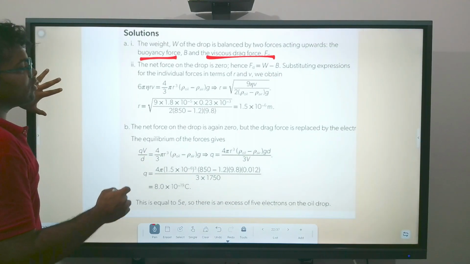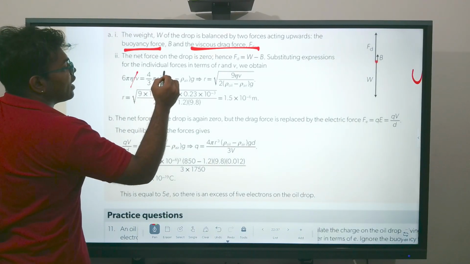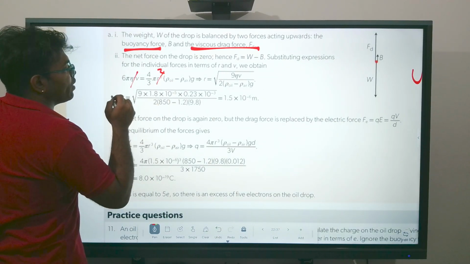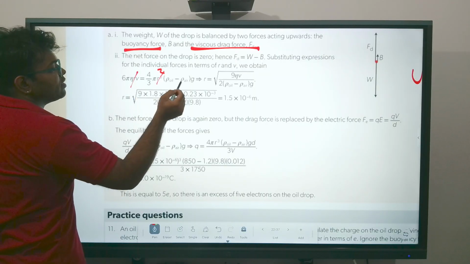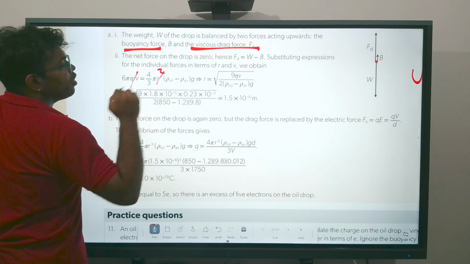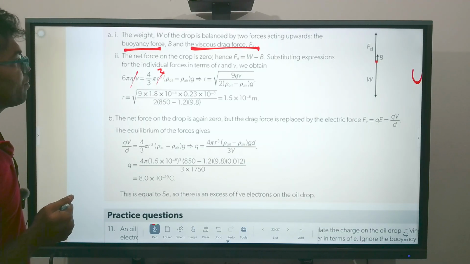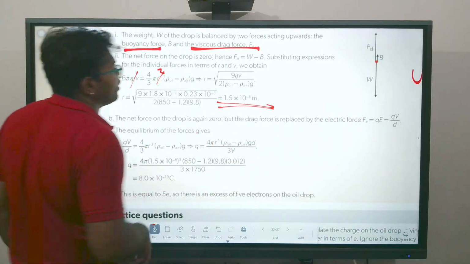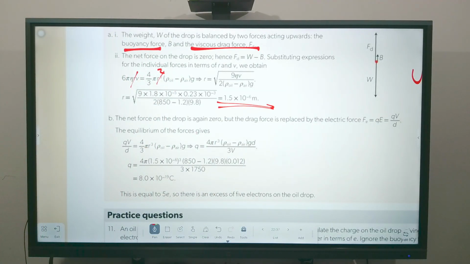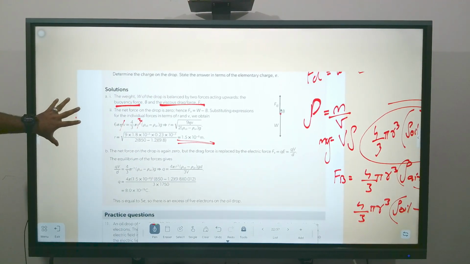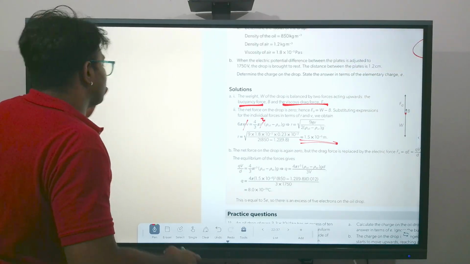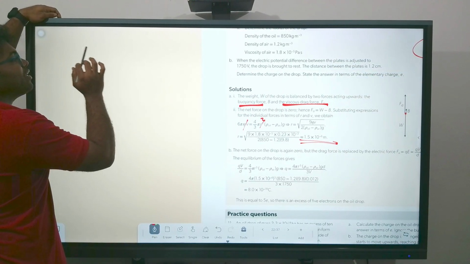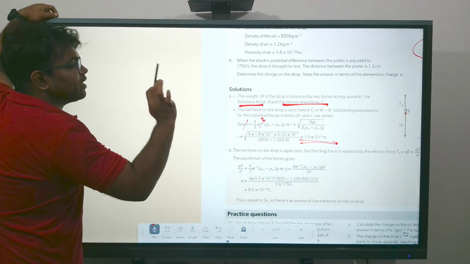We can cut the two r's, right? This r and this r cubed becomes r squared. So basically r squared is equal to this much, and r is equal to root under this much. So you will get the radius to be this value. Correct? Okay. Any doubts here?